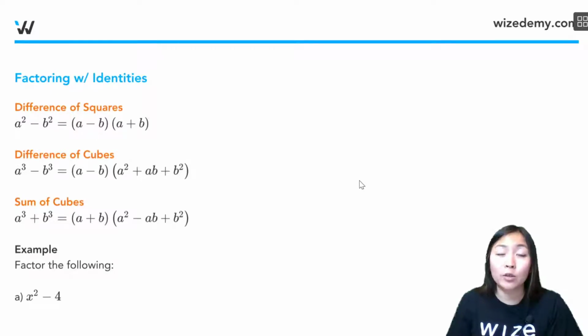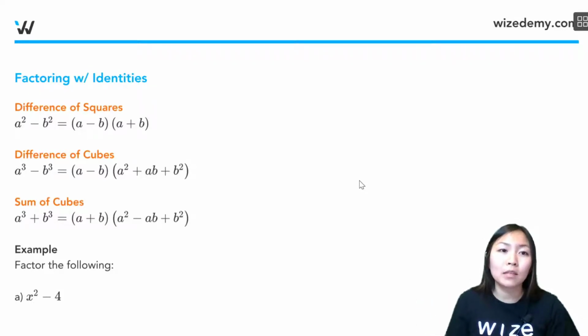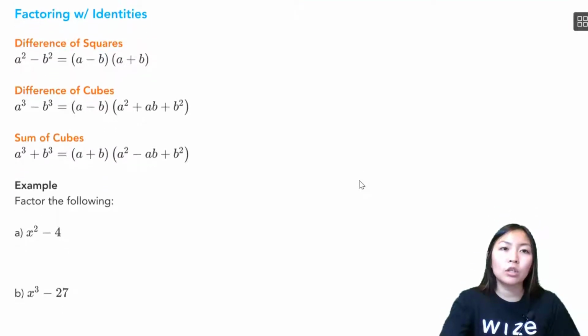Let's quickly talk about factoring. And I'm not talking about factoring your regular trinomials. Those ones, we'll review as they come up, but I am confident that a lot of you guys remember that stuff. I'm talking about factoring with identities, meaning the difference of squares, difference of cubes, and sum of cubes. So just a quick reminder, these are really good things to commit to memory for this course, okay?